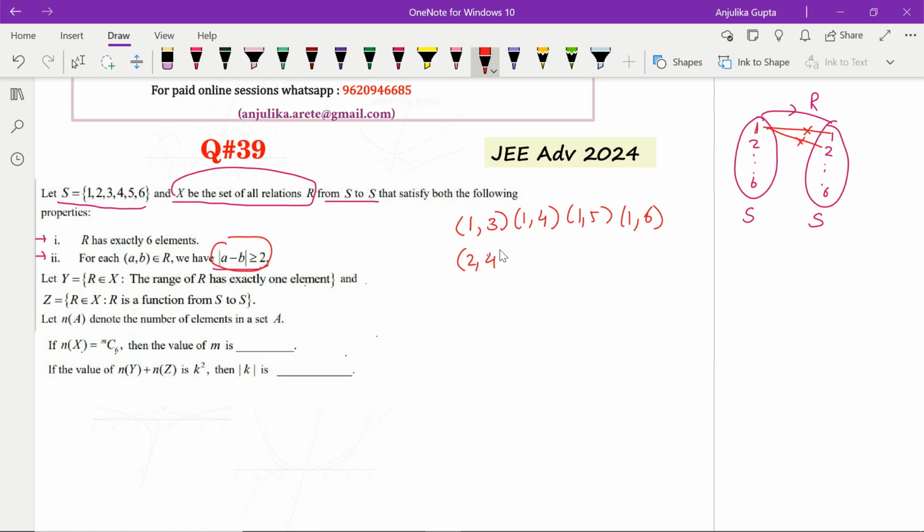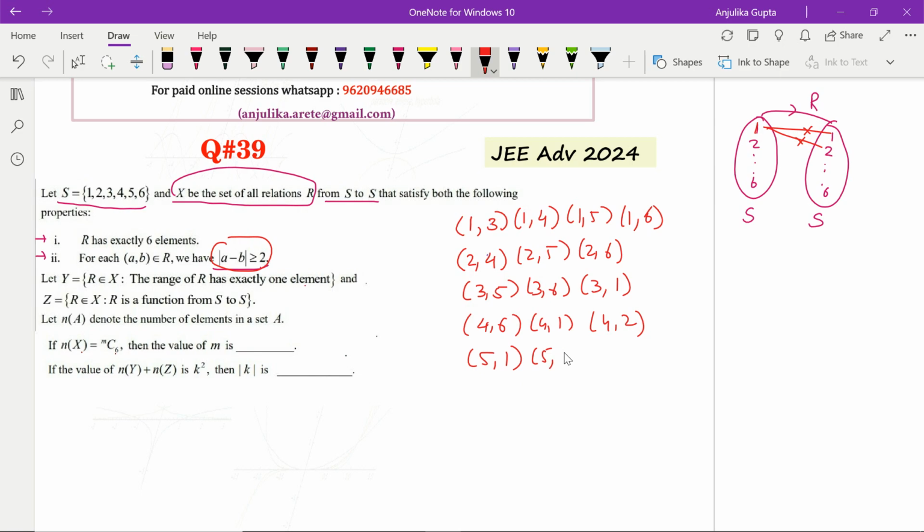2 can go to 4, 5, 6. 3 can go to 5, 6. Can 3 go to 1? Of course, because the difference is again greater than or equal to 2. 4 can go to 6, and 4 can go to 1, 2. 5 can go to 1, 2, 3. 6 can go to 1, 2, 3, 4. Just list patiently. You cannot have more than that.